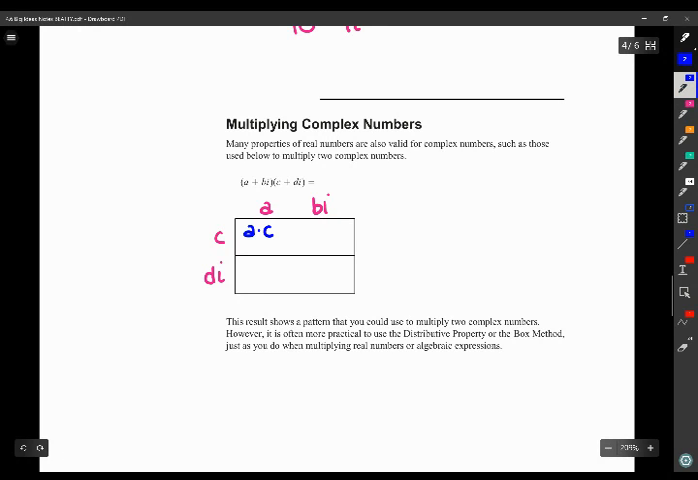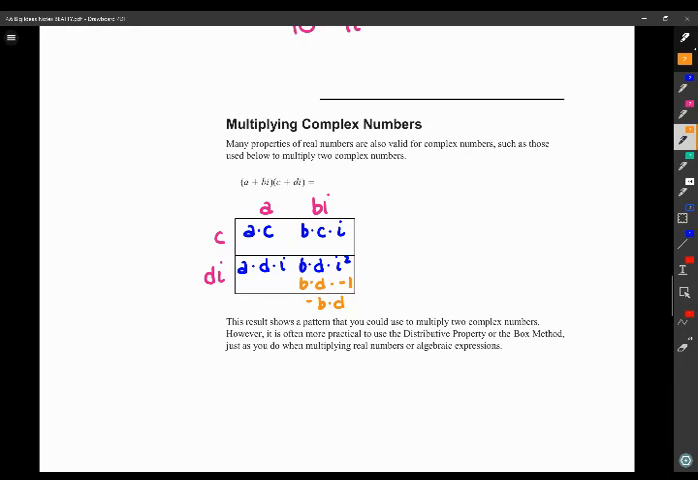And this is going to be b times c times i. This is going to be a times d times i. And this is going to be b times d times i squared. And the reason why we talk about this is because of this i squared. That's the same thing as b times d times -1, which means this box ends up being negative b times d every single time. And so what happens is then I end up with like terms.